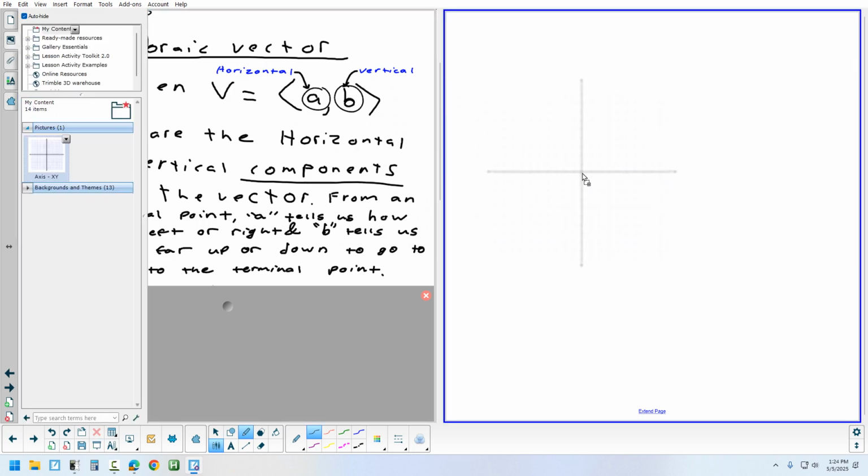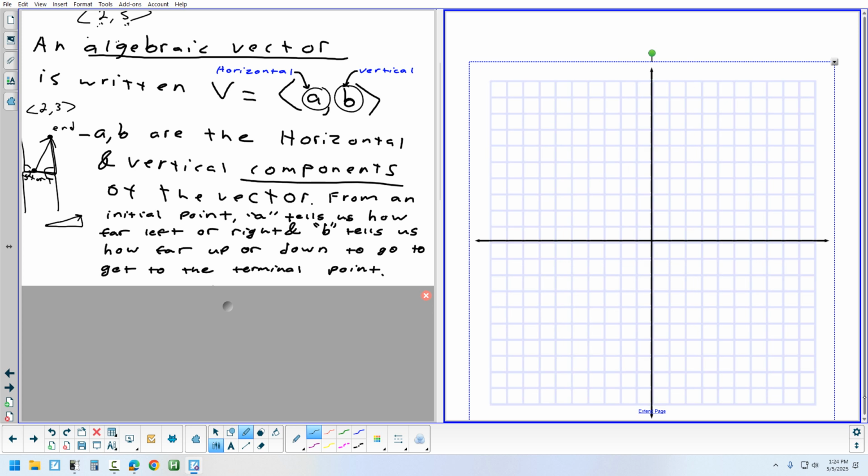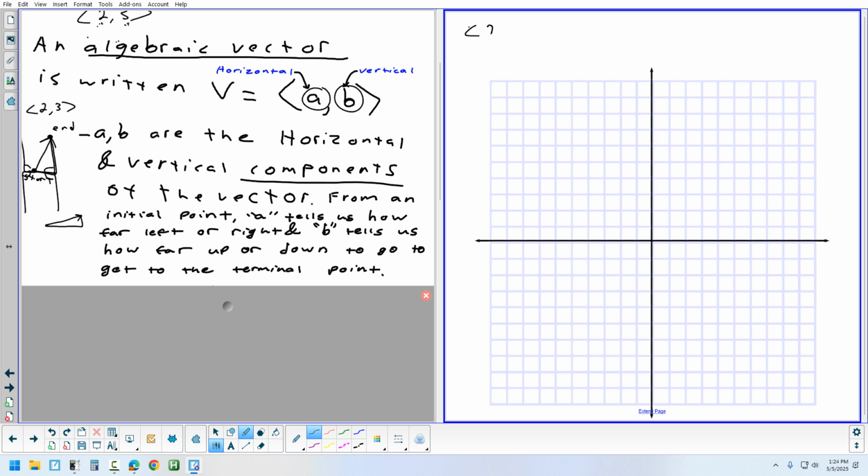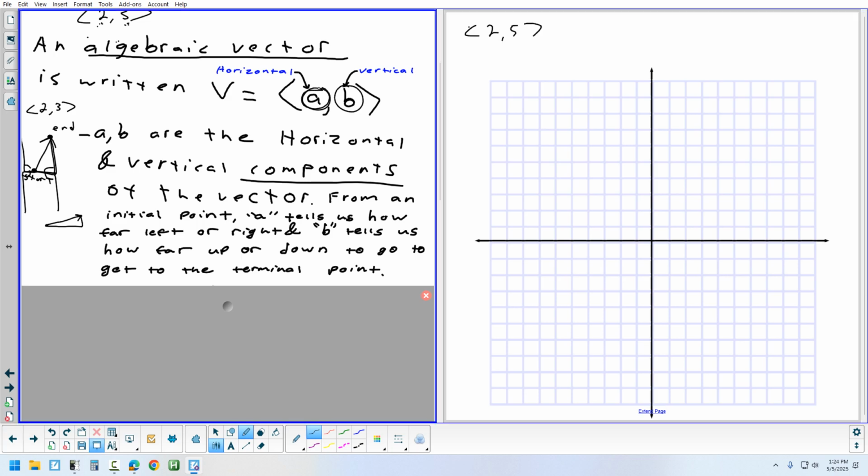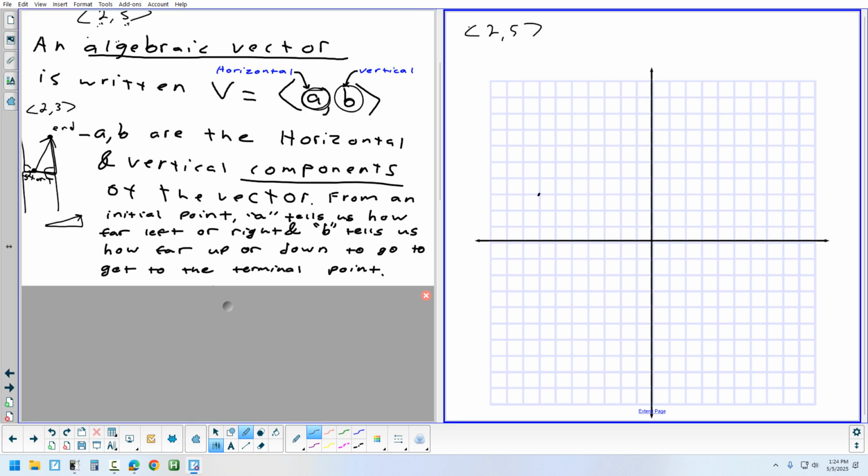All right. So let's draw the vector. I'm going to pick a different one. Let's do 2, 5. So the 2 tells me, that's the horizontal, how far left or right to go. So over 2, up 5. Let's start here. So over 2. And then the 5 tells me to go up 5: 1, 2, 3, 4, 5. That is a picture of that vector. Here's another picture. Right, 2, then 1, 2, 3, 4, 5. That is also the vector 2, 5.